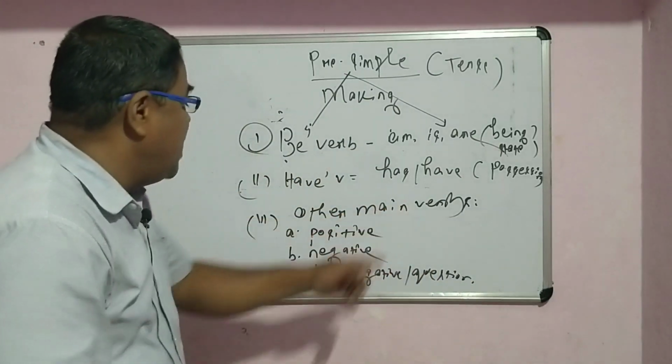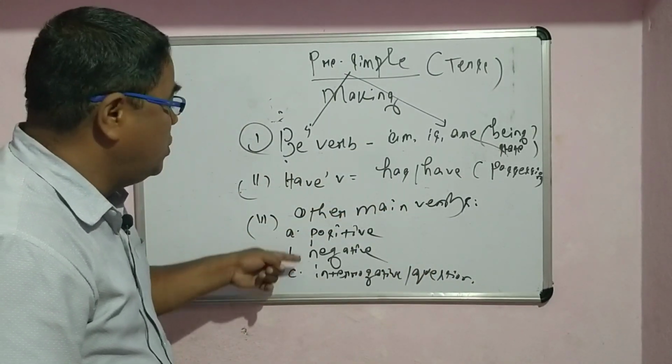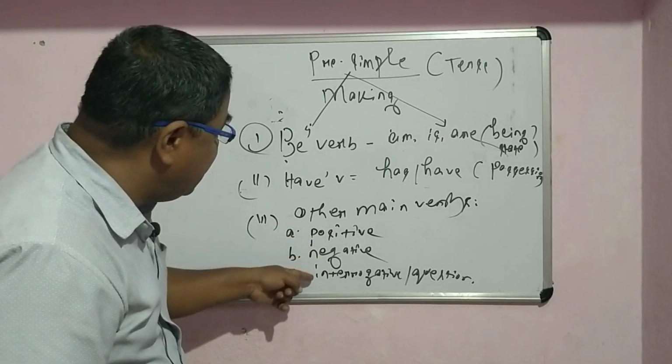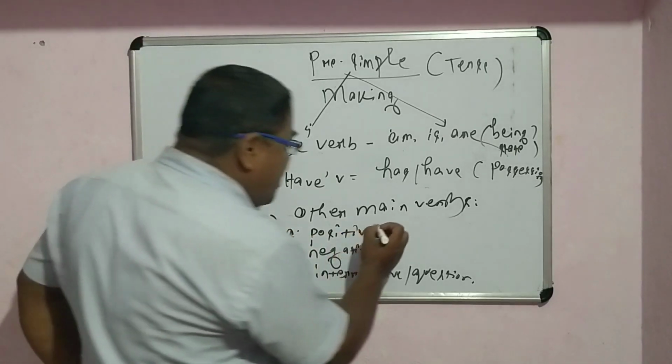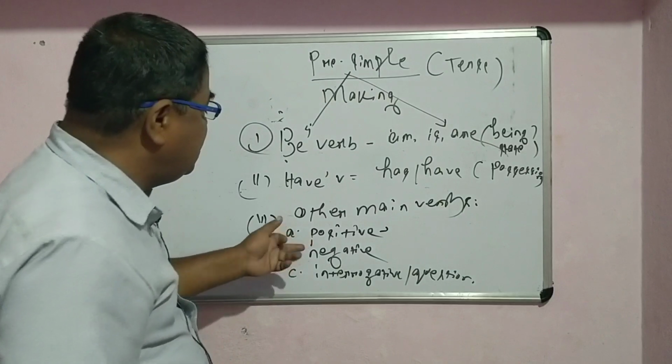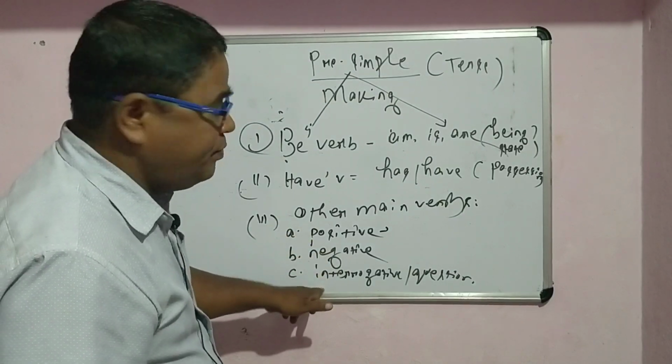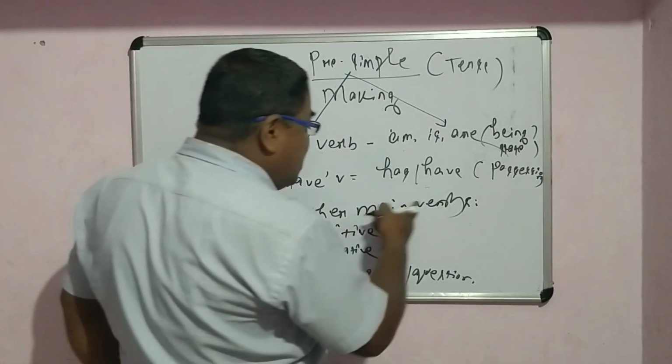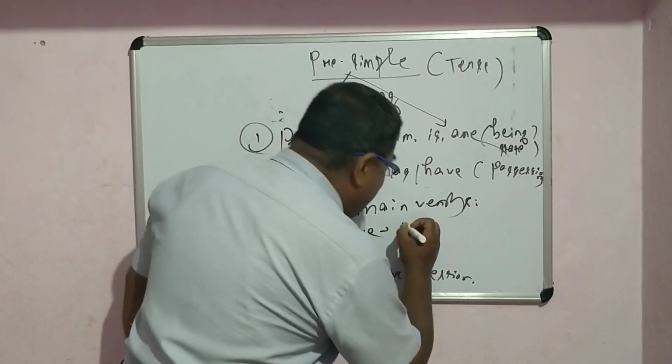So under other main verbs, you have the 3 forms also. Number 1 positive, number 2 negative, number 3 interrogative. What do you mean by positive? Positive means the sentence is neither negative nor interrogative. That is called positive. In the positive main verb of a present simple, we have the 2 forms.